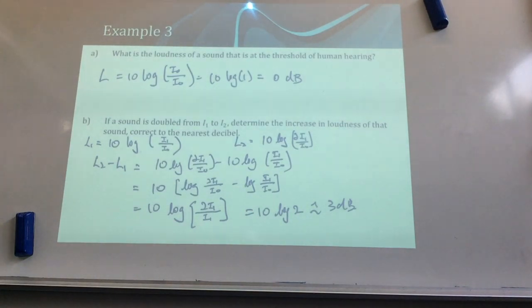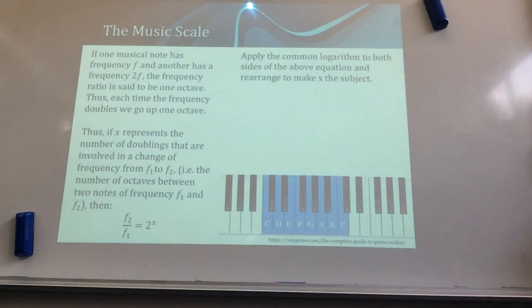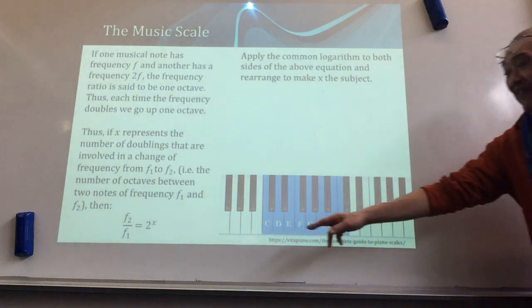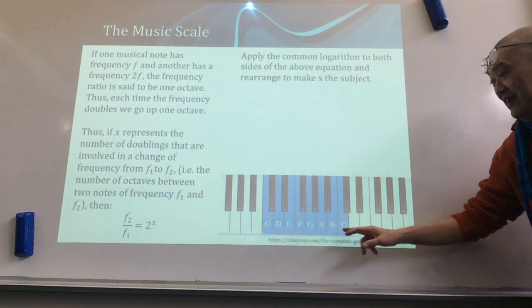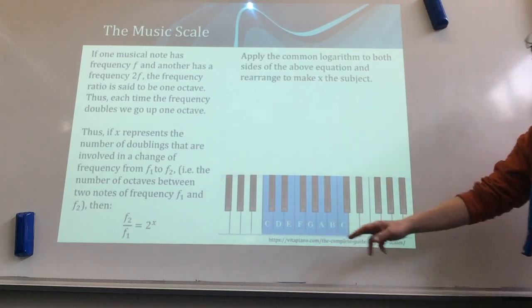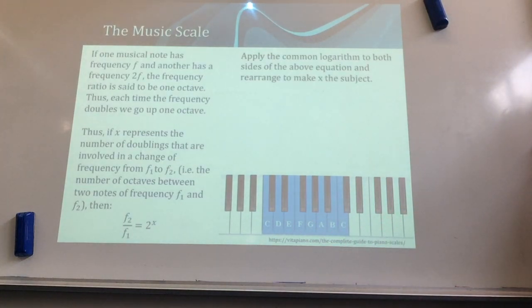Last but not the least, probably more applicable to a lot of music students. Anyone learn music? Yes. You should know the music skill. You should know what an octave is. An octave is between, for example, C to C, D to D, E to E, F to F, G to G. So you think about that.